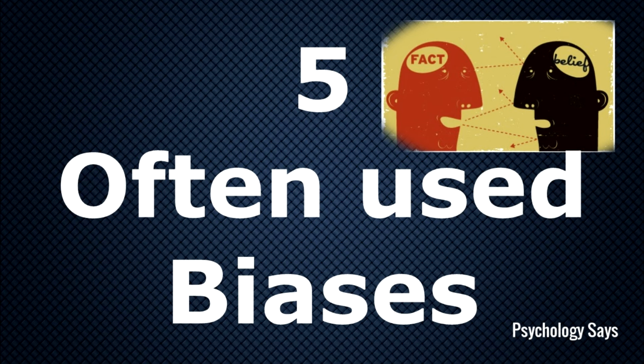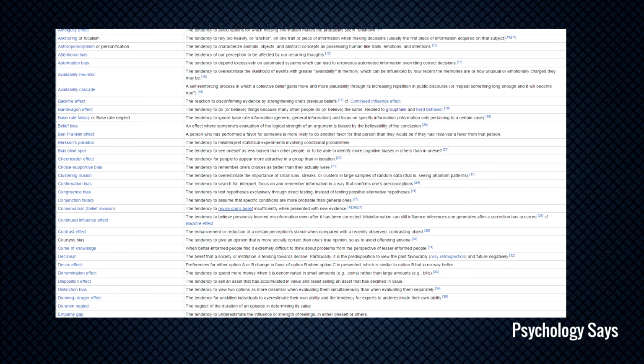Now these were only 5 of the most known biases within psychology. Of course there are a hell of a lot more, which we might get into in later videos, but this is it for now.